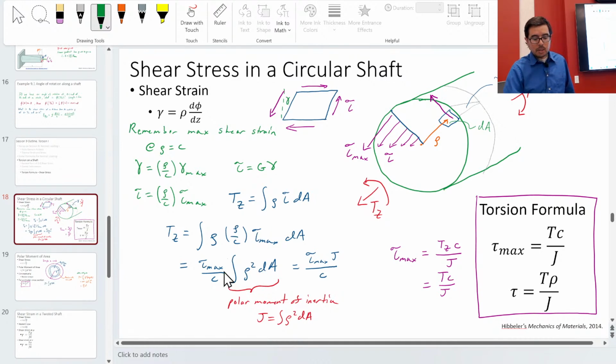We can do some substitution, and voila, we get an interesting relationship. We get tau max over c, which we still don't really know what tau max is, equal to the integral of rho squared dA. This integral of rho squared dA is a very important quantity, which we call the polar moment of inertia. That's the definition of polar moment of inertia right there, the integral of rho squared dA.